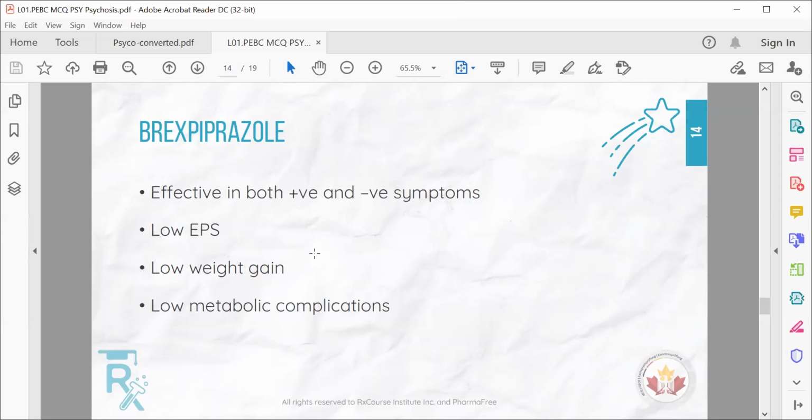Also, it's associated with low extrapyramidal side effects, which means it's more selective. So I will ask again, and I'm sorry to do that, whom did I ask about the extrapyramidal symptoms associated with risperidone and paliperidone? It was Summer.